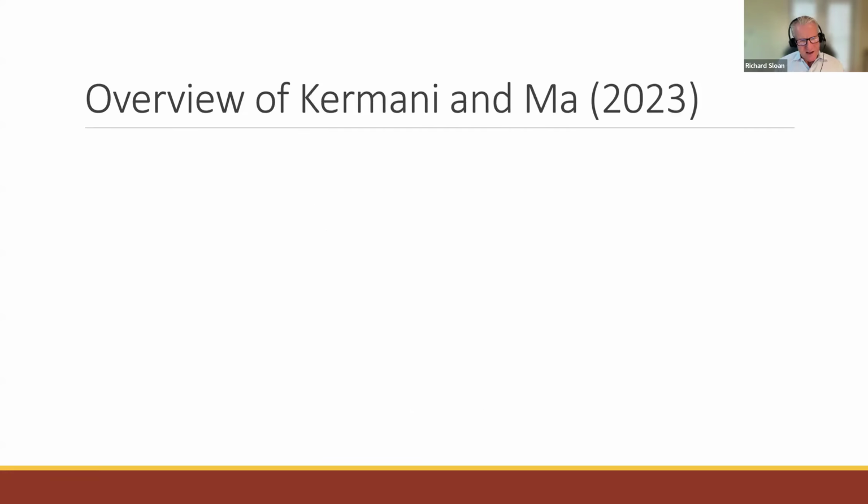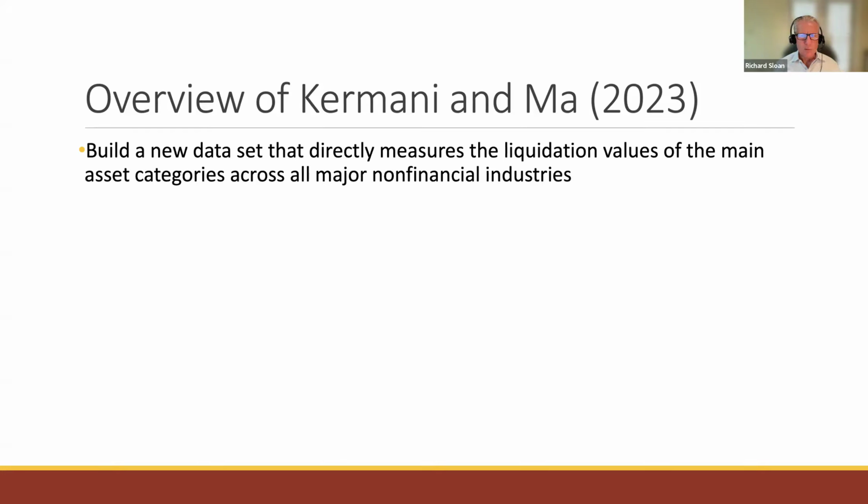And that takes us to the paper that got us interested in this, the Kermani and Ma paper. This is published in QJE, the economics journal, in 2023, and they had a surprising result. What they do in this paper is they build a new data set where they directly measure liquidation values for the main asset categories across major financial industries.